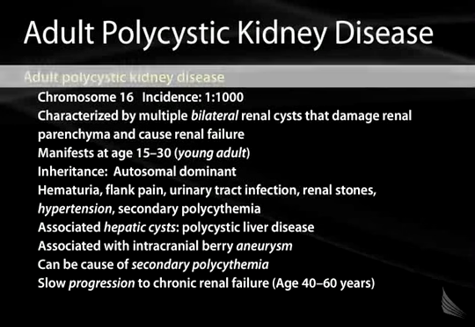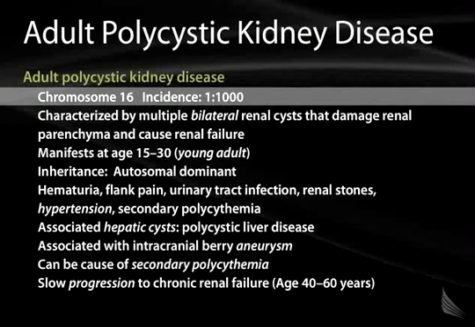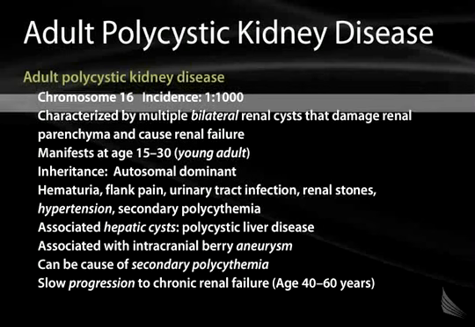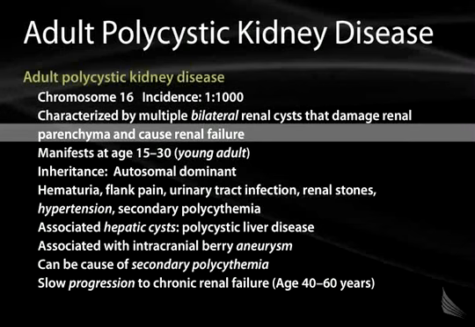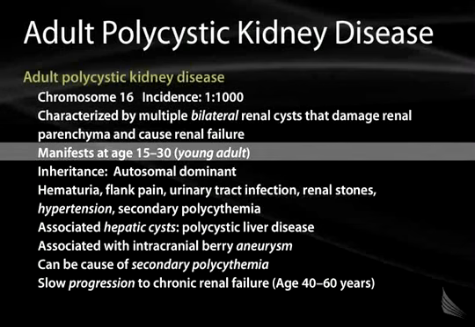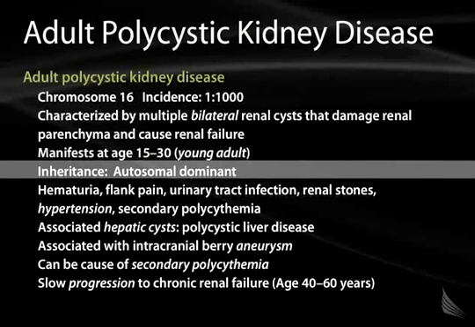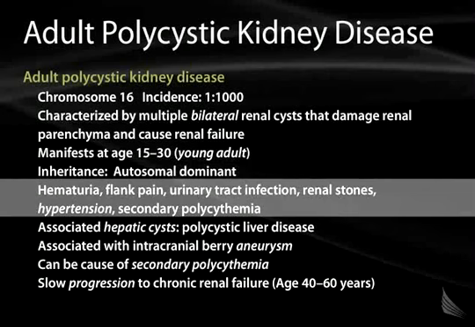What this gentleman has is what we call adult polycystic kidney disease. This is a relatively common disease with an incidence of about 1 in 1,000. It's caused by a defect in a gene on chromosome 16. In this disease, people develop bilateral renal cysts that damage the renal parenchyma and over time cause progressive renal failure. The first manifestations of these diseases are often in young adulthood, around ages 15 to 30, and it's inherited in an autosomal dominant fashion.